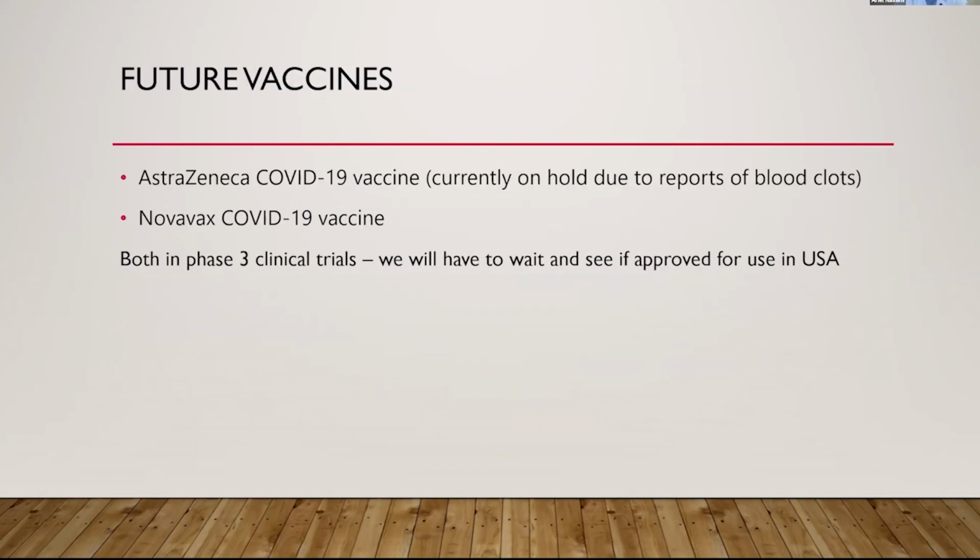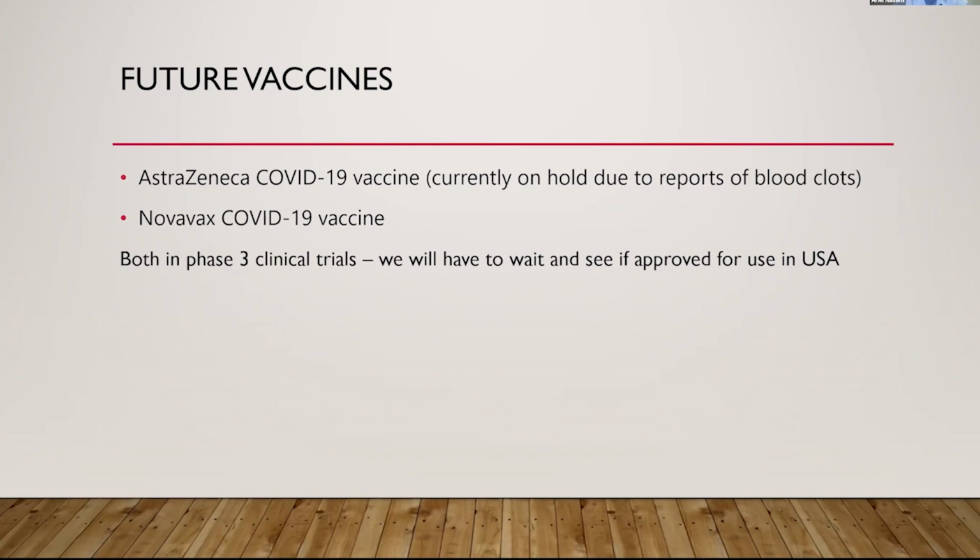Future vaccines: AstraZeneca, also on hold in Europe. It's not approved in this country at this moment. They're currently investigating reported blood clots from that vaccine as well. And there's a Novavax vaccine also in stage 3 trials here. So we'll wait and see. There are various different vaccines throughout the world right now. Different countries are using different vaccines. I would say our country is ahead of the game in terms of being able to vaccinate a big part of our population.